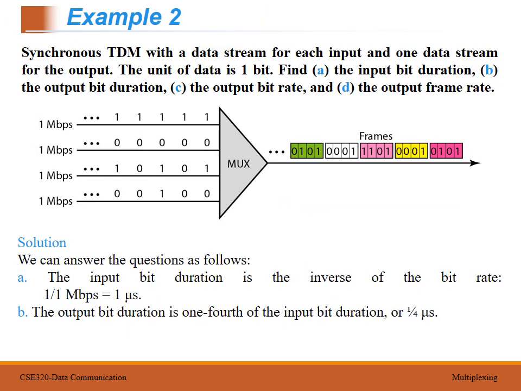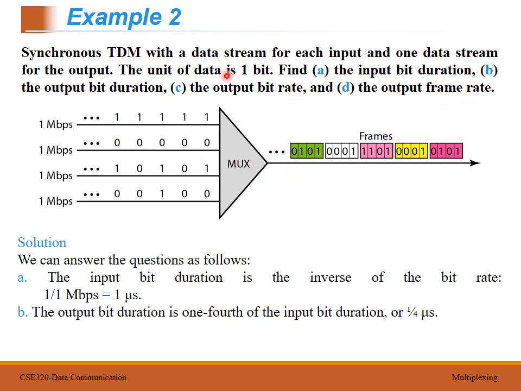So here is our example 2. It says synchronous TDM with a data stream for each input and one data stream for the output. And it says that the unit of data is 1 bit. So we have to find the input bit duration, the output bit duration, the output bit rate, and the output frame rate.